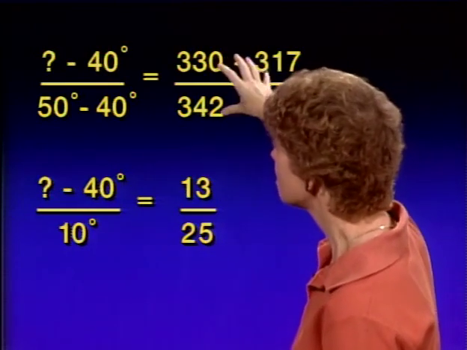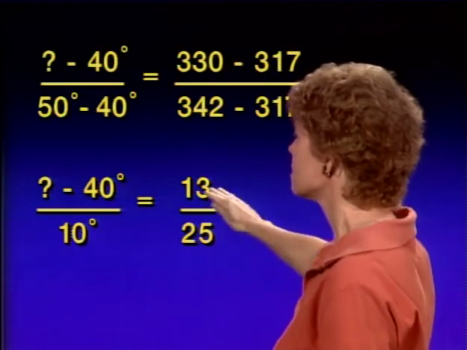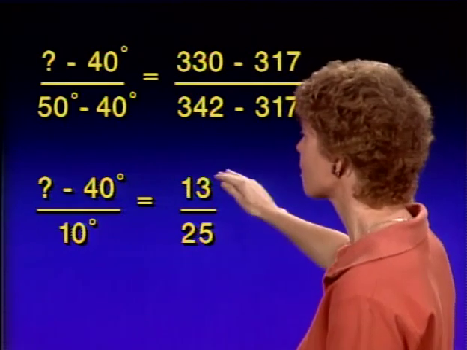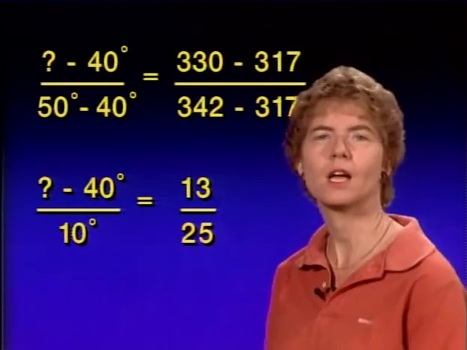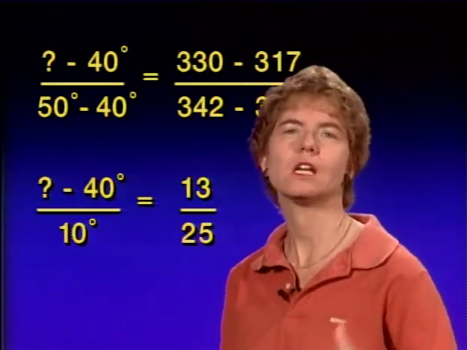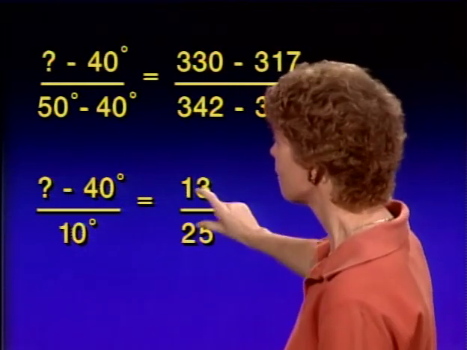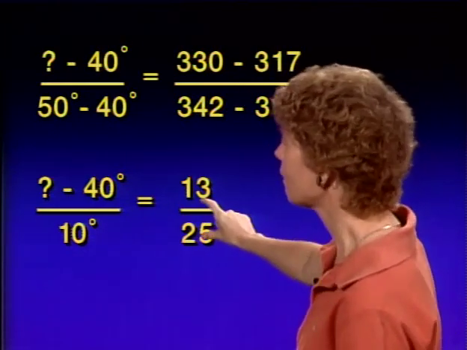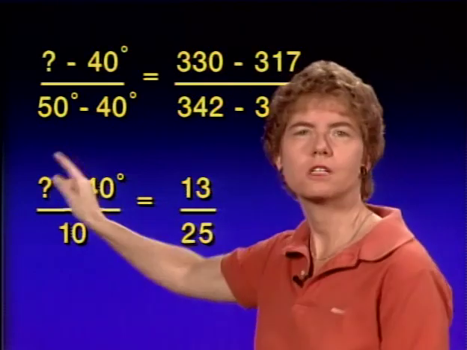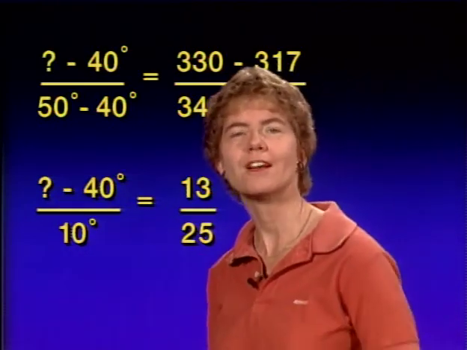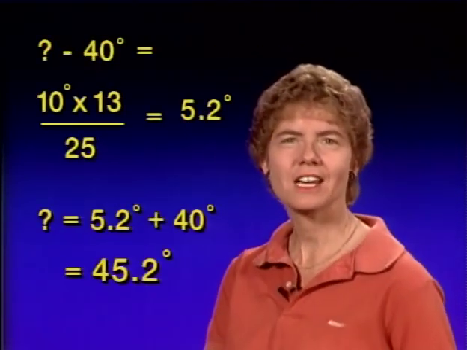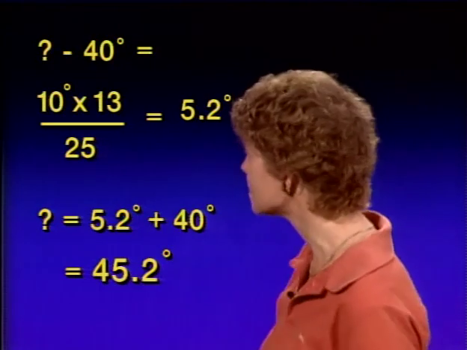And the ratio on the pressure is 13 over 25. We're 13/25 of the way between 317 and 342. And we're going to use that 13/25 to figure out what our temperature needs to be over here. So let's take a look at the next step and see how that comes out.